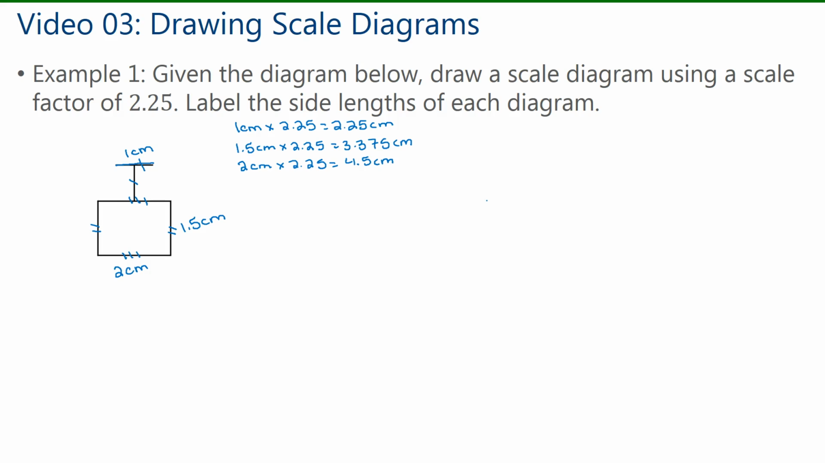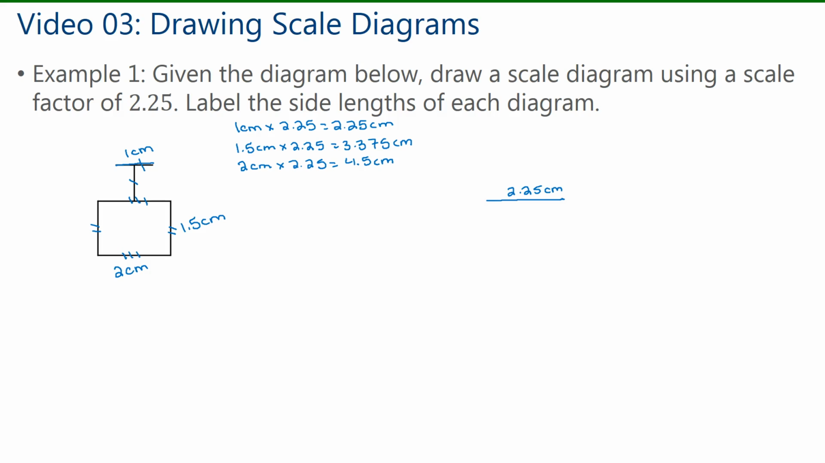So now I'll place my ruler down on the paper and draw a line that is 2.25 centimeters long. Now on my ruler, I have 2.2 and I have 2.3, so I'm going to just stop in between those two numbers, 2.25.